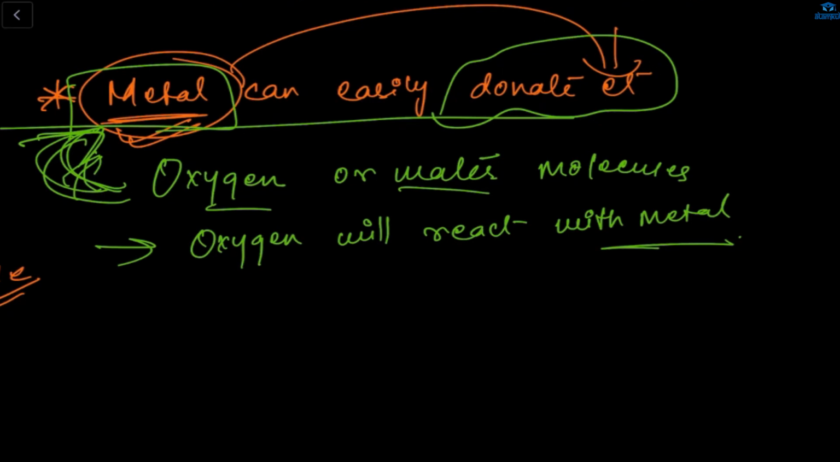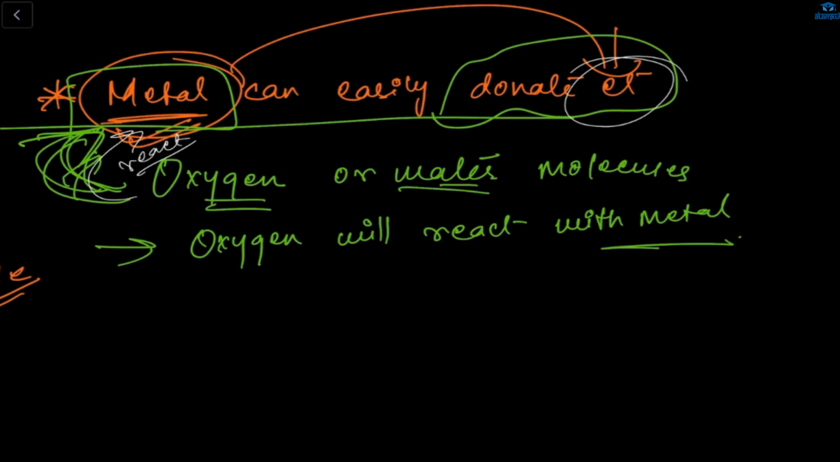Because it won't donate electrons, and oxygen and water molecules want somebody to donate electrons, if the metal does not have this property, then obviously corrosion will not happen. And if metal has the property of donating electrons, then obviously corrosion will happen, because oxygen wants electrons and metal is donating electrons. So oxygen will react with metal for electrons, and then corrosion, the rusting and all, will happen on our metal surface. Any doubt? No, right?